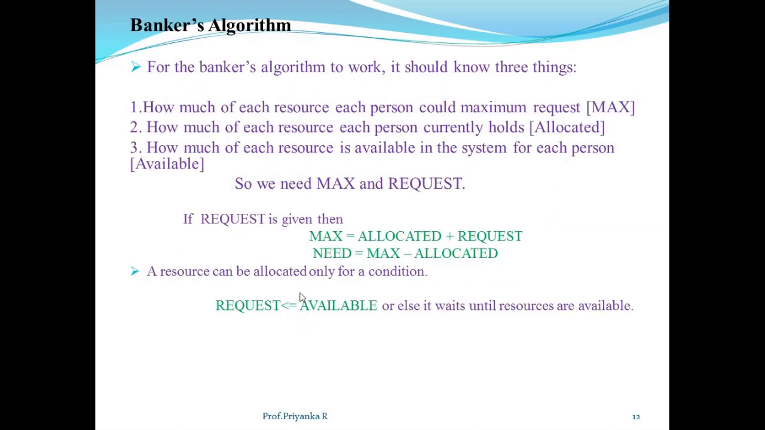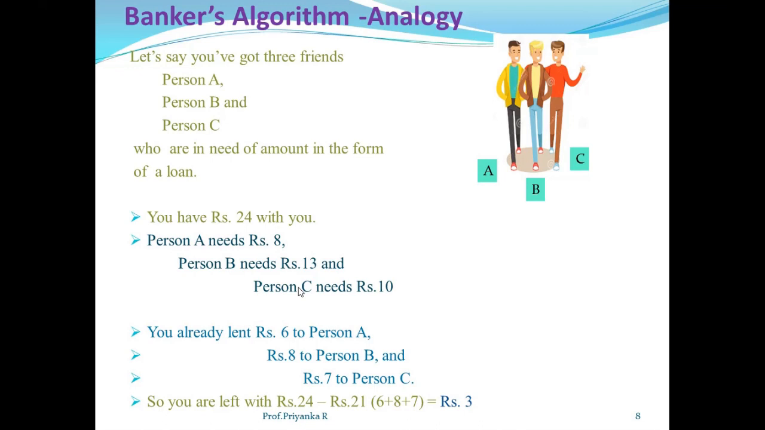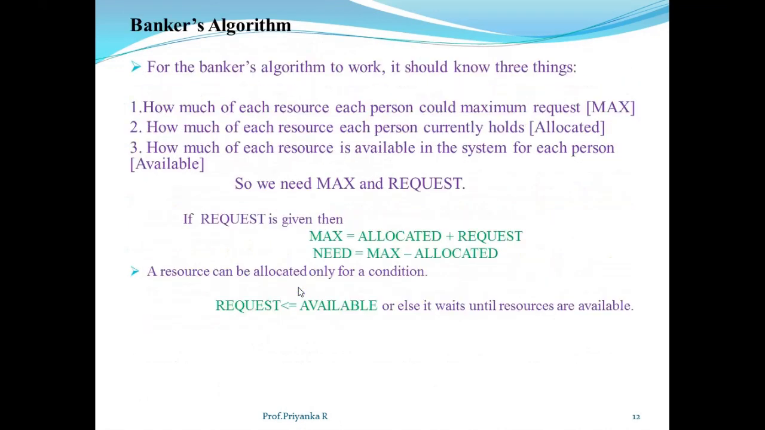Coming to the things we are supposed to work with in Banker's algorithm, we have basically three terminologies: max, allocated, and available. Max is the maximum request of each resource by each person. In our basic example, person A needs a total of 8 resources or 8 rupees, person B needs 13 rupees, and person C needs 10 rupees. We term this as max. This is the maximum amount of resources the process might require to complete its task.